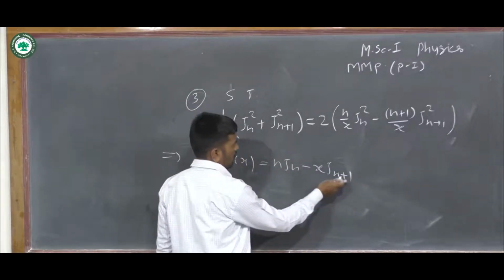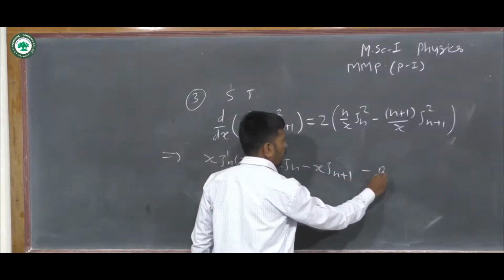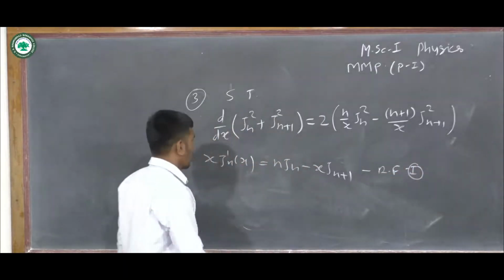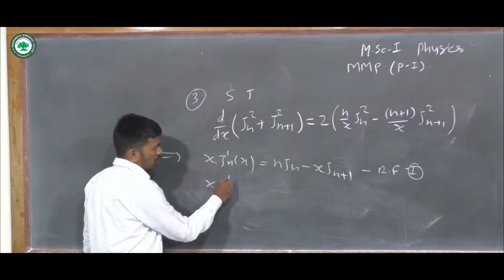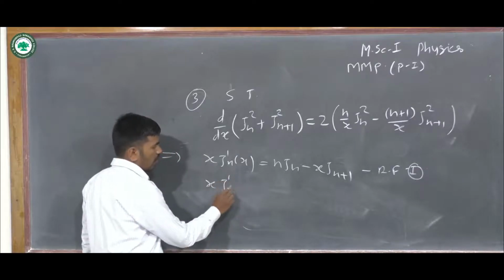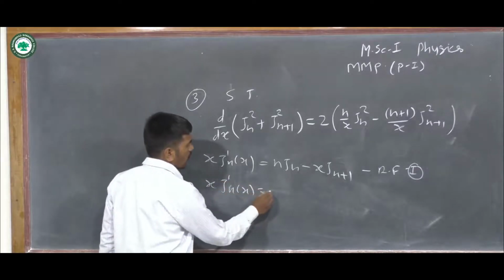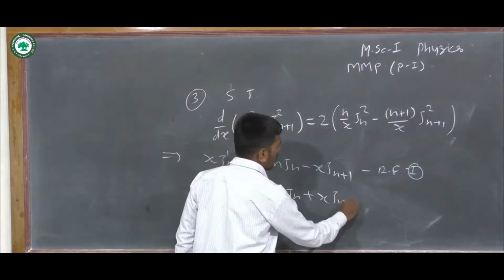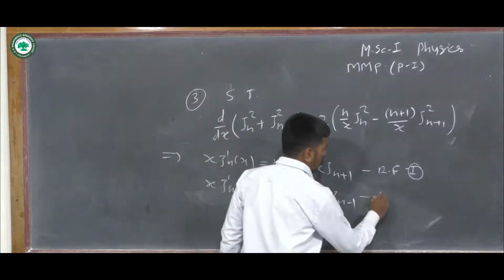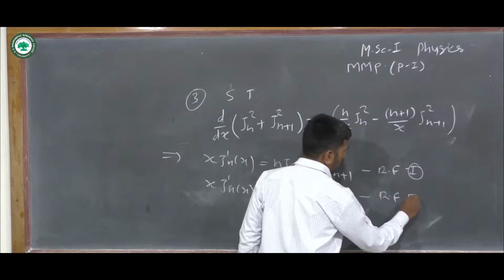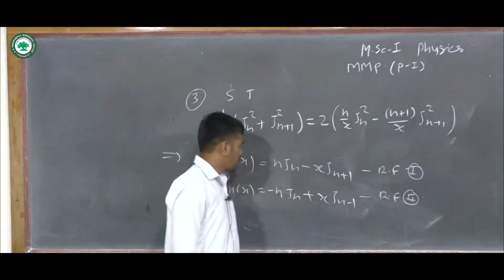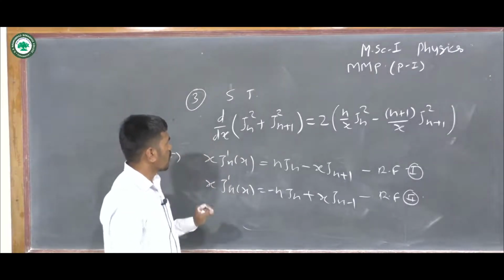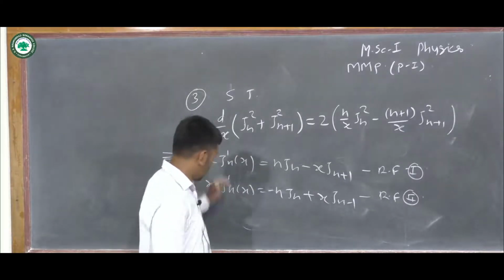Okay, plus minus plus. First recursion formula, and we know the second one: J prime n of x is equal to minus n over x Jn plus J n minus 1. This is the second recursion formula. By using these two formulas we try to solve these problems.